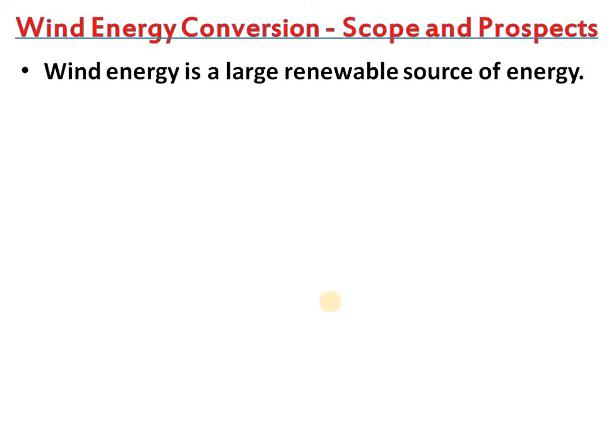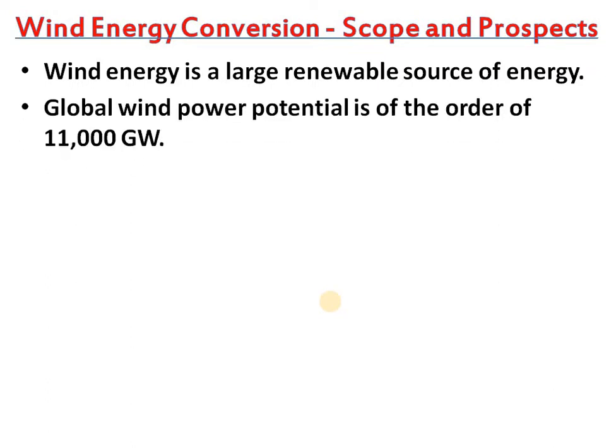The first reason is a renewable source of energy, because throughout the year it is there. Okay, it is never ceasing to produce. It's always there, wind is always there. It can never stop. And the global wind power potential is around 11,000 gigawatt.